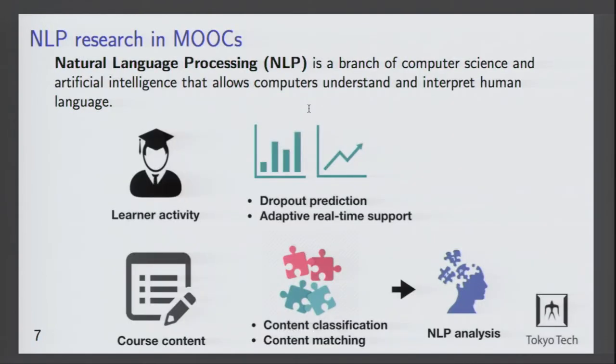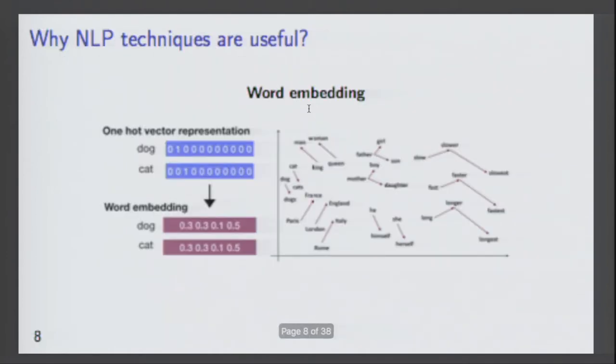NLP research in MOOCs might cover a wide range of topics, so we just want to present one technique we used, and this technique is called word embedding. In traditional NLP, words are represented as IDs, so they have a one hot representation. This kind of representation doesn't give much value to the training model.